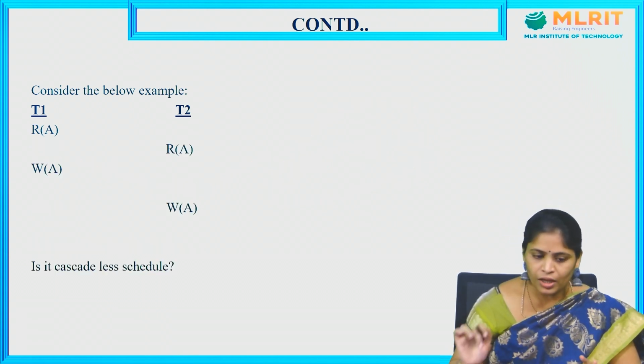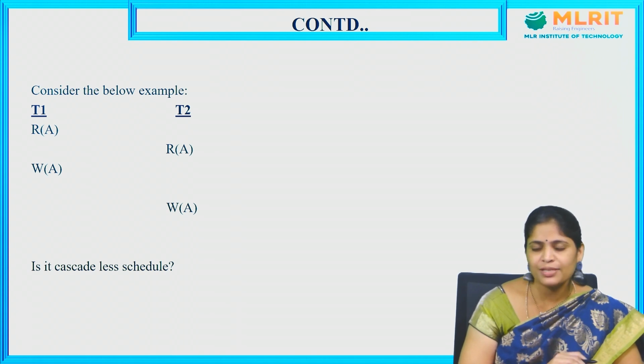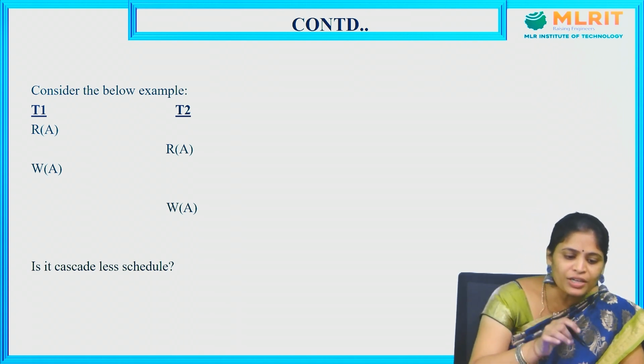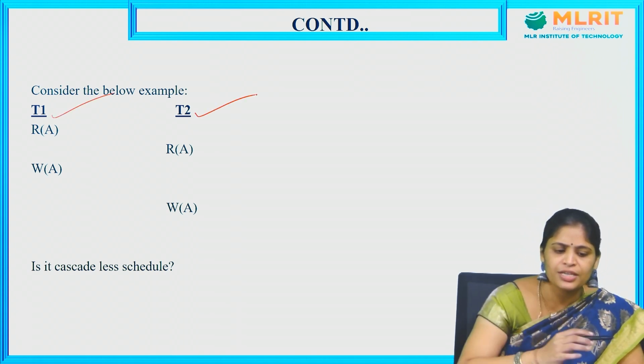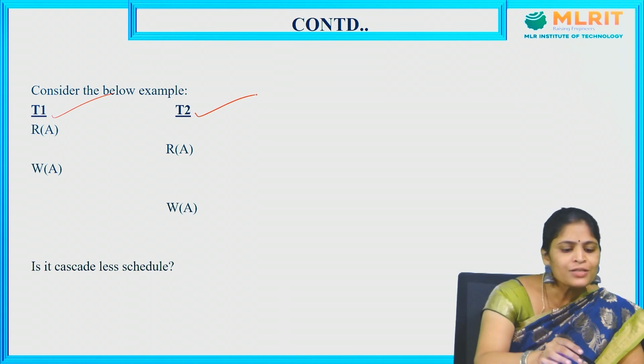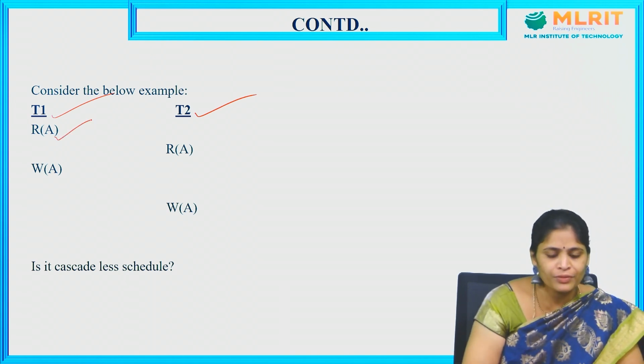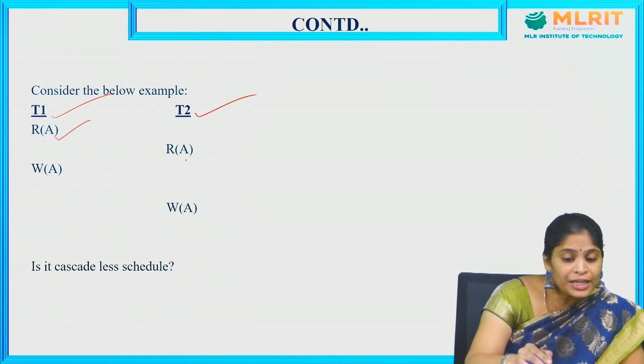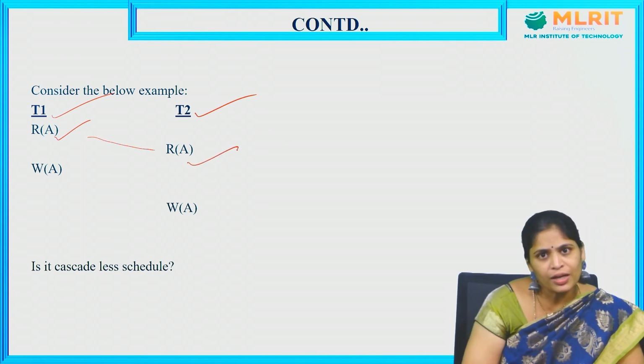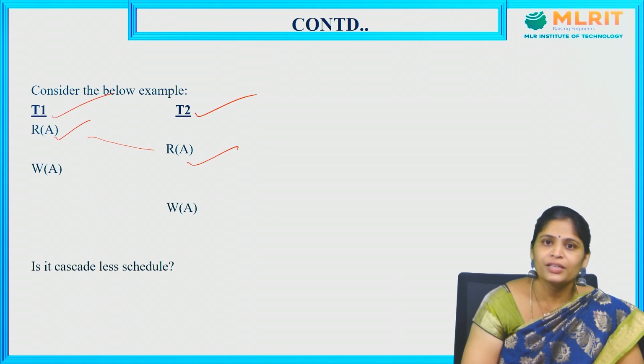Now let us consider this example. This is the last example. Let us consider two transactions T1 and T2. Here T1 is performing a read operation on A. Next, T2 meanwhile is performing a read operation on A. Is it correct? Yes, it is correct.